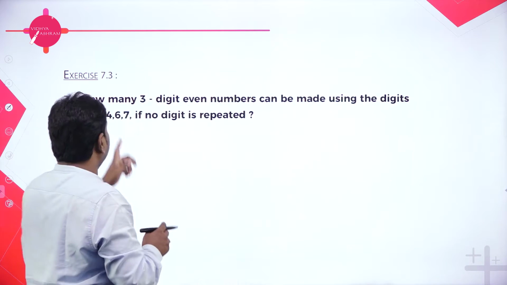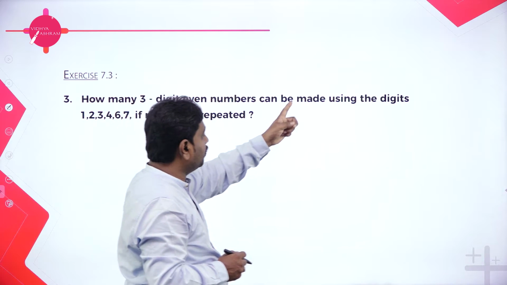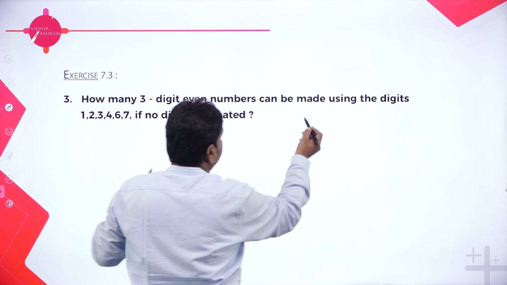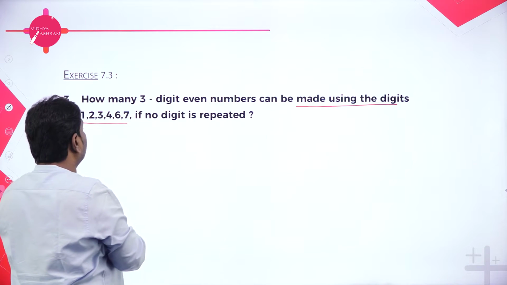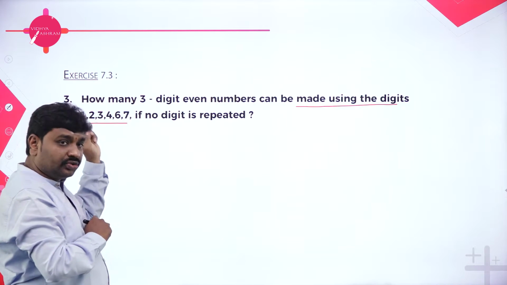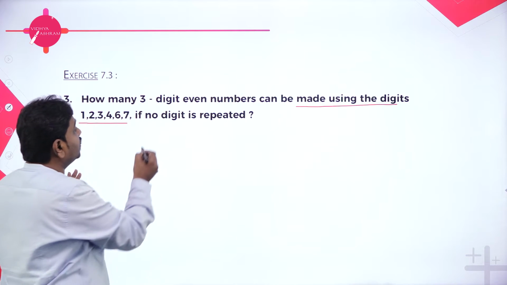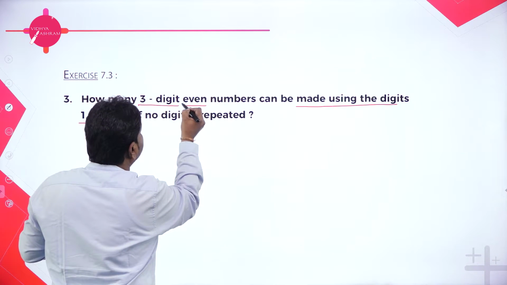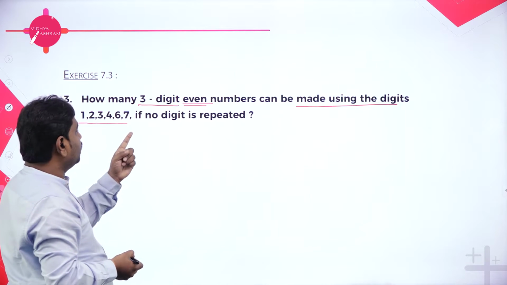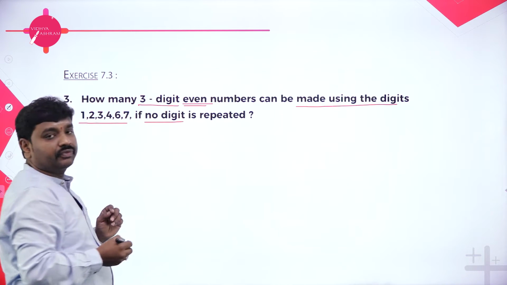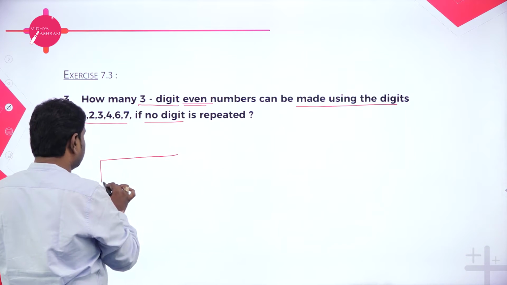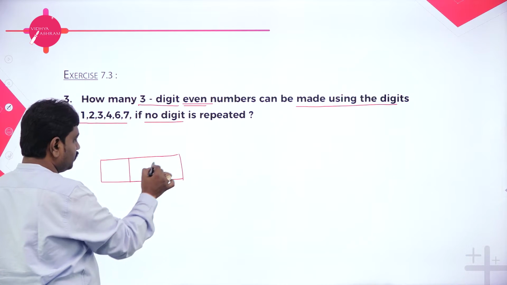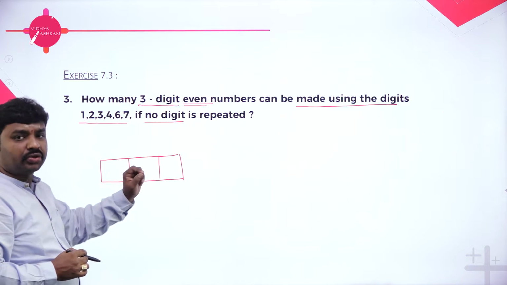Important. How many 3-digit even numbers can be formed using the digits 1, 2, 3, 4, 6, 7. They gave the numbers. Using these numbers, they wanted to form 3-digit even numbers. And they told no digit is repeated. If you want a 3-digit even number, what do you do? Put 3 boxes.